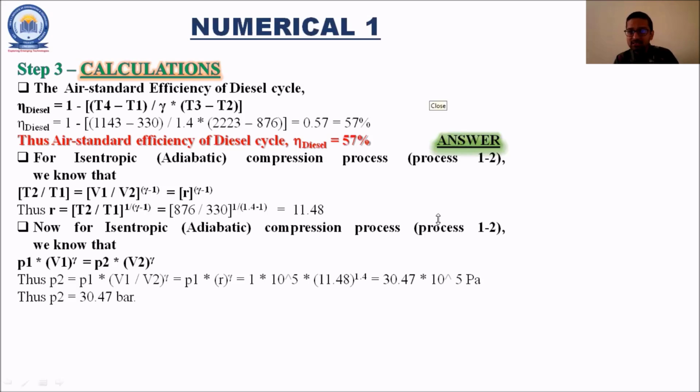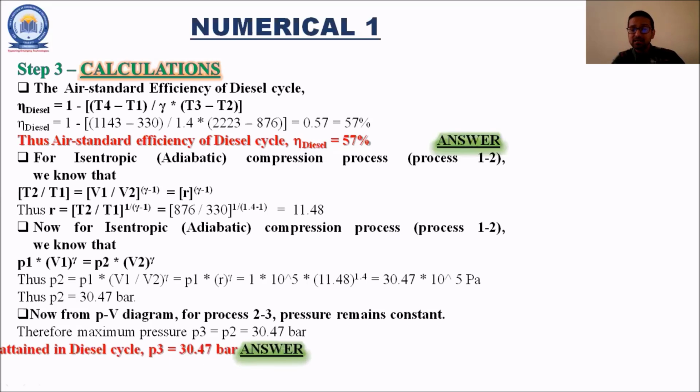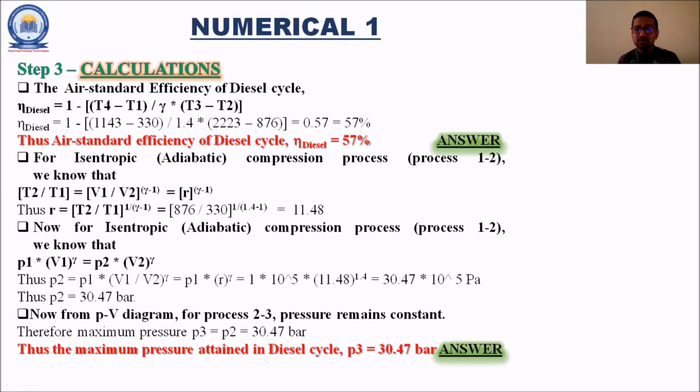So the same thing now I will be mentioning in my further step of the calculation. So thus from the PV diagram, for process 2 to 3, the pressure remains constant. So I can write down the maximum pressure, that is P3 is equal to P2, that is 30.47 bar. And this is the value which was asked to calculate. So my final answer, the maximum pressure attained in the cycle, that is P3 is equal to 30.47 bar.